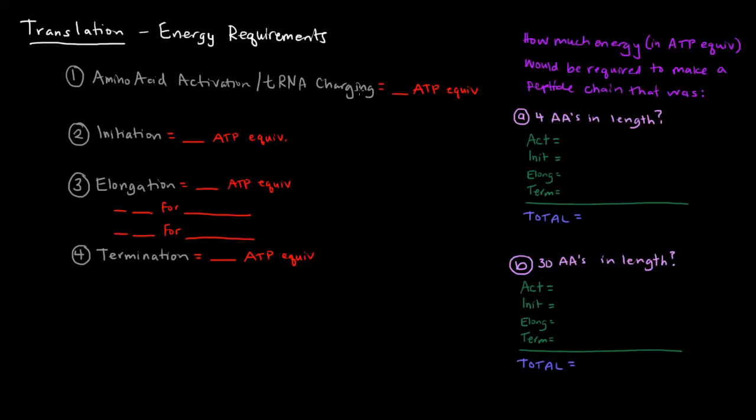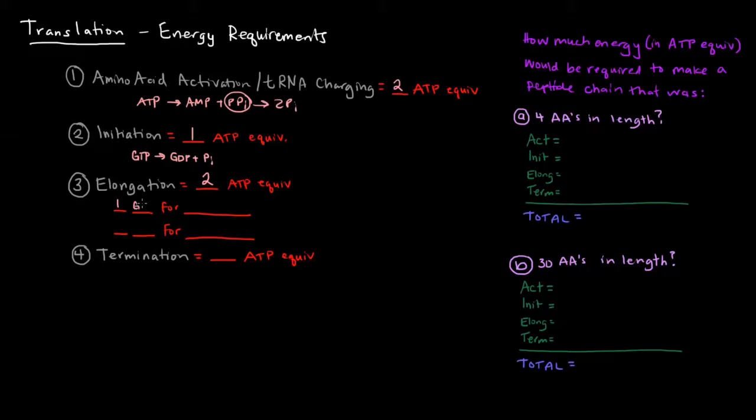So each activation step, or charging step, requires 2 ATP equivalents. And that's because we went from an ATP to an AMP and a pyrophosphate, and of course the pyrophosphate was hydrolyzed off into 2 inorganic phosphates. So that's the equivalent of using 2 ATPs. Initiation required 1 ATP equivalent, in which we used a GTP, which was hydrolyzed off into a GDP and an inorganic phosphate. The elongation required 2 ATP equivalents.